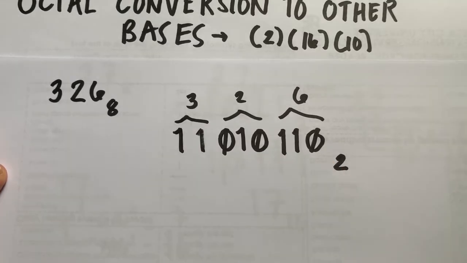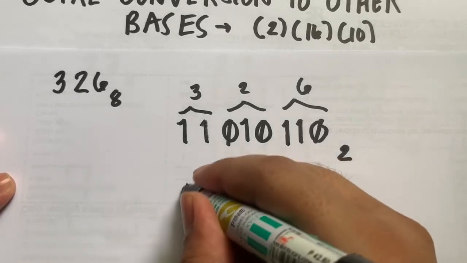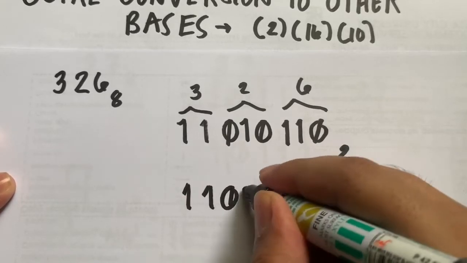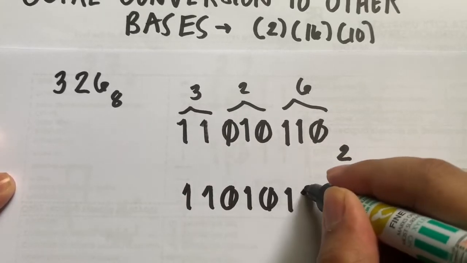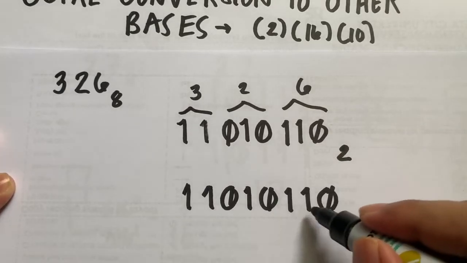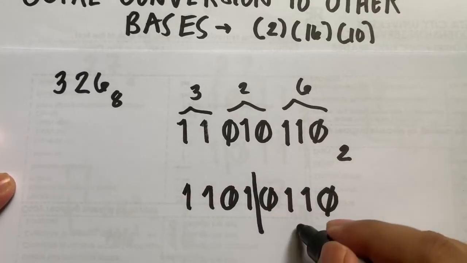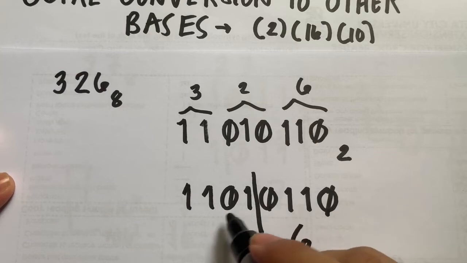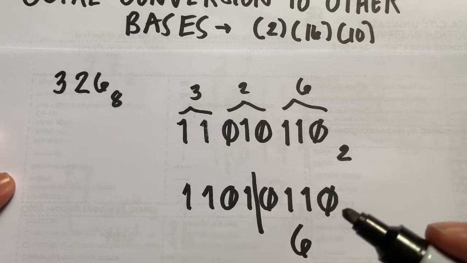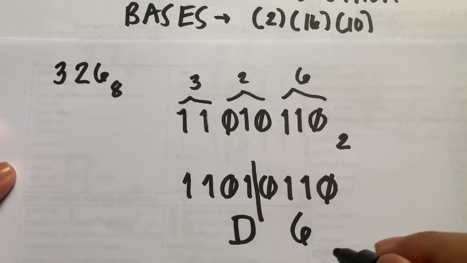Now that we have computed the binary equivalent, we can easily get the hexadecimal equivalent. We simply rewrite its binary equivalent and group it into 4: 1 2 3 4, 1 2 3 4. Using the positional value, this is 6. This is 1 plus 4 plus 8, that is 13. But 13 is D in hexadecimal. So the hexadecimal equivalent is D6.